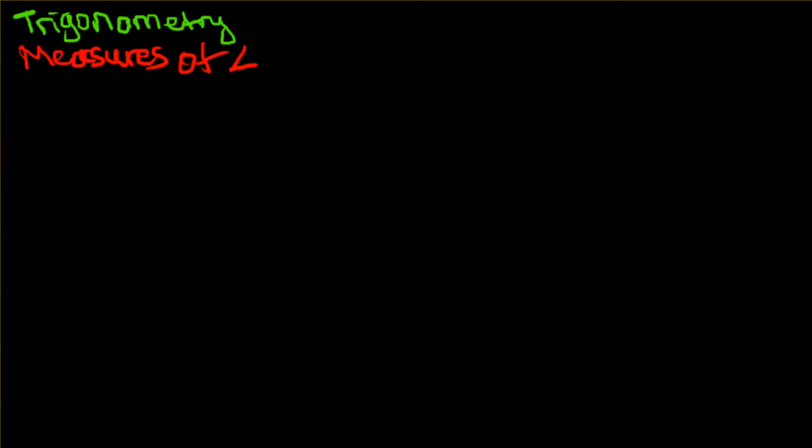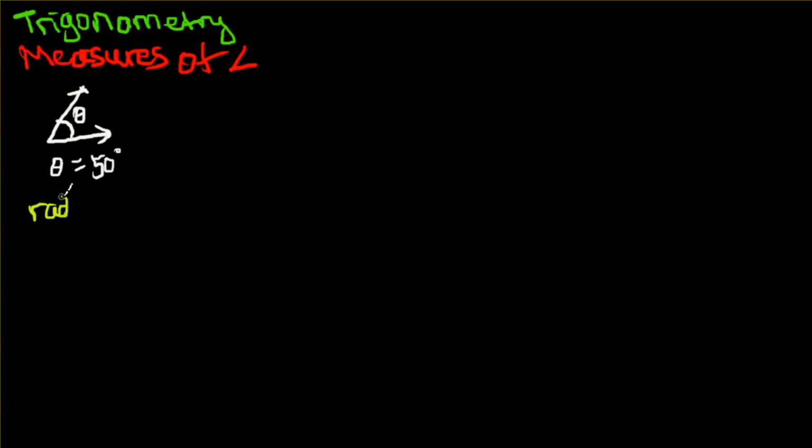Let's say we have an angle right here. Let's go ahead and draw an angle, and let's say this is angle theta. This is probably what you're familiar with. You're probably familiar with theta, for example, being equal to 50 degrees. But in trigonometry, we're going to introduce a new measurement of angles, and that is radians.